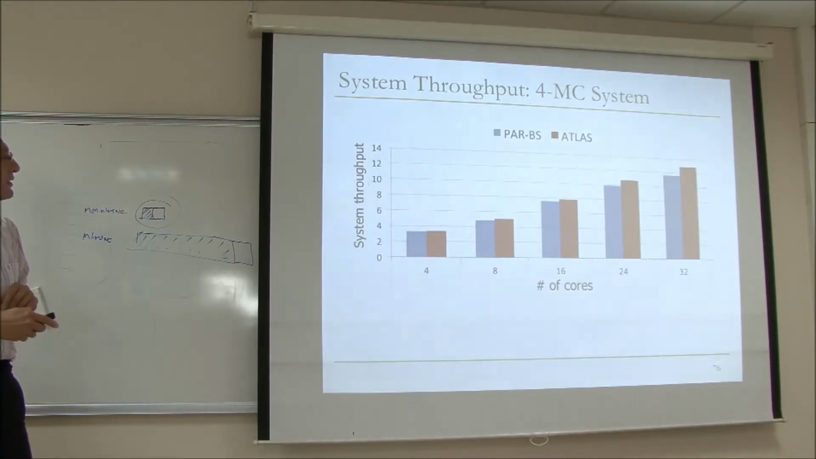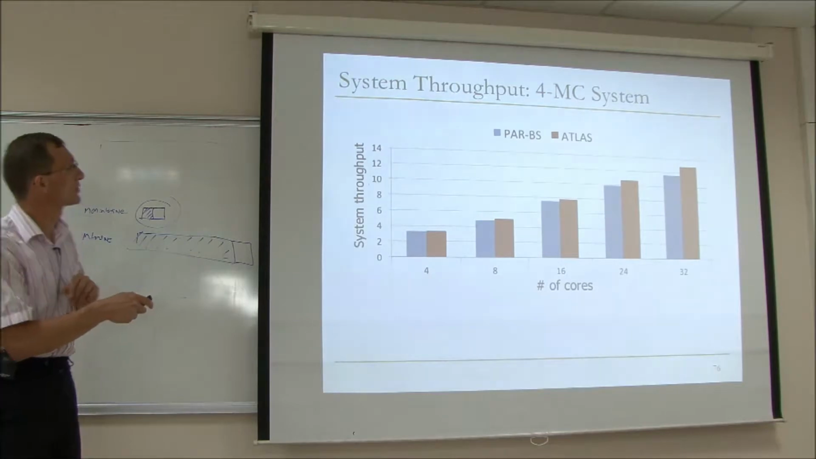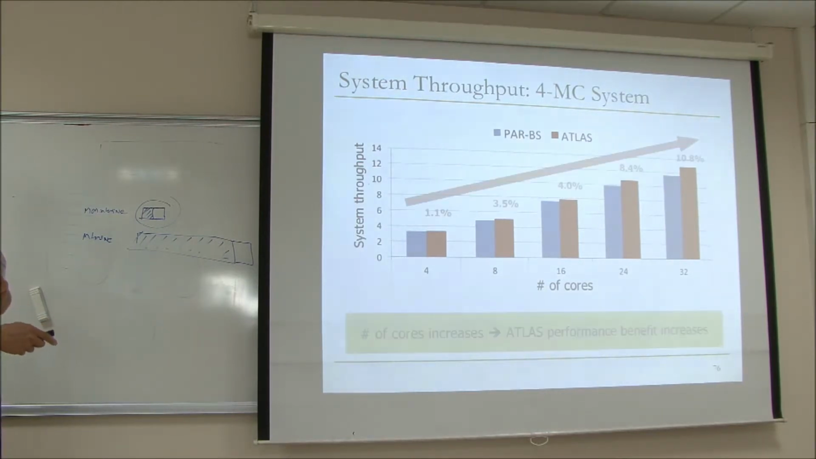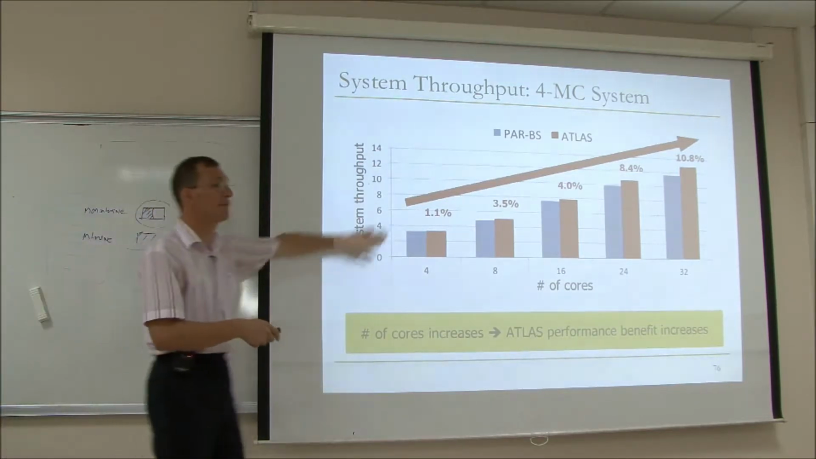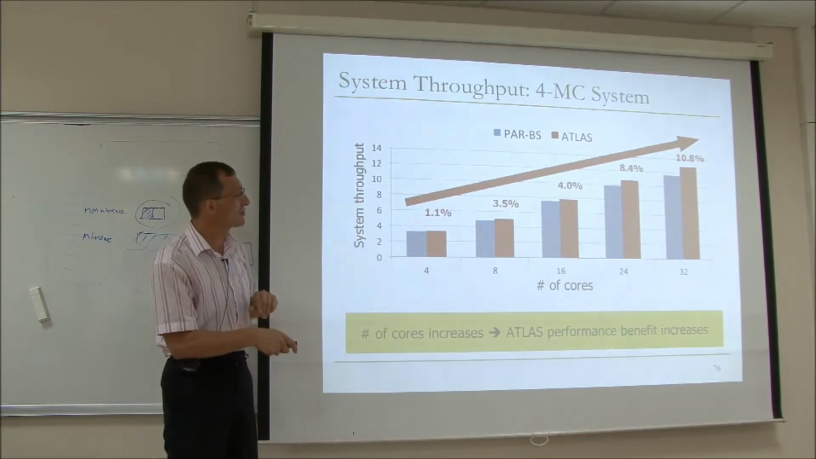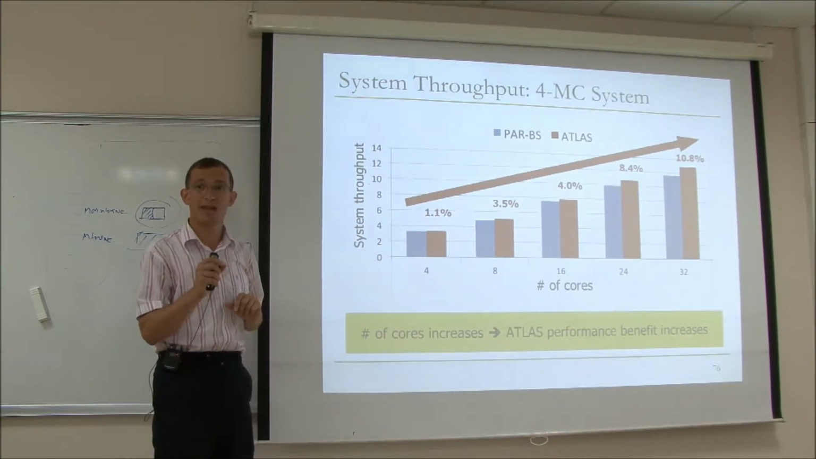And this is the system throughput in a 4 memory controller system as we vary the number of cores. The number of cores is varied from 4 to 32. This is the best previous scheduler, parallelism-aware batch scheduling, and Atlas. As you increase the number of cores, Atlas becomes higher performance. Its performance improvement increases. Again, this is a more bandwidth efficient scheduling policy as you increase the number of cores. Basically, as the amount of bandwidth per core reduces, Atlas becomes more efficient.